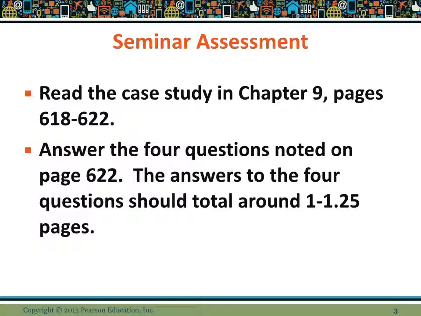Students always ask, of course, how long is this supposed to be? What is the expectation? I would say please hold your papers to no more than 1 to 1 1/4 pages. Hopefully that helps you.